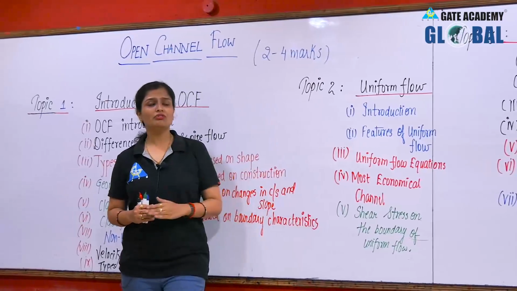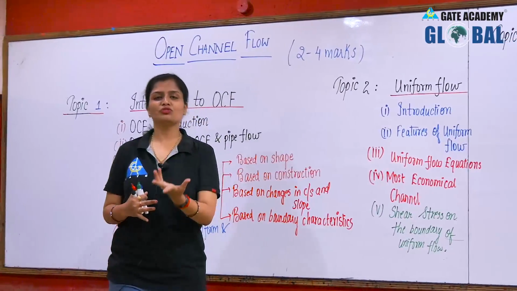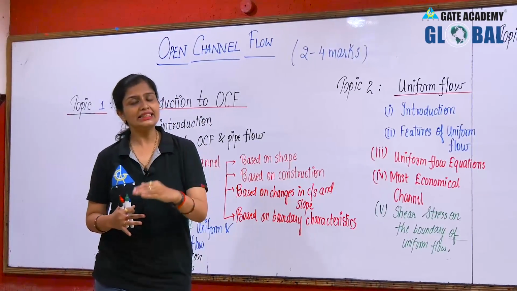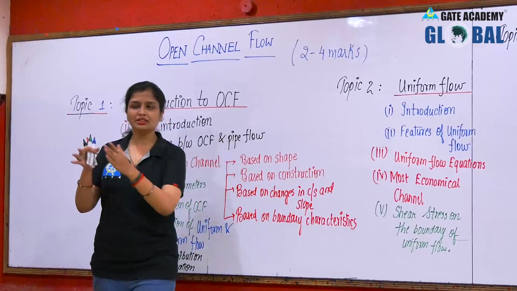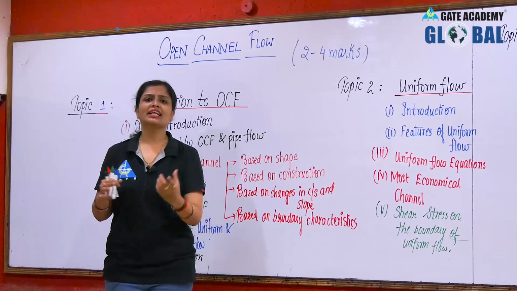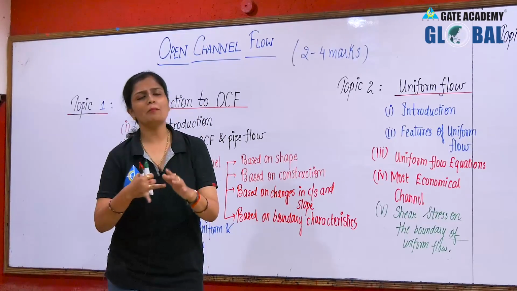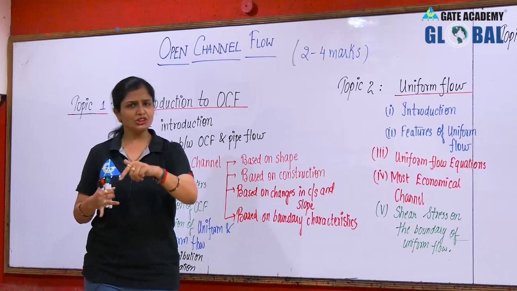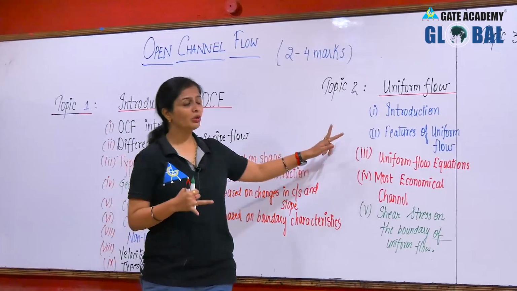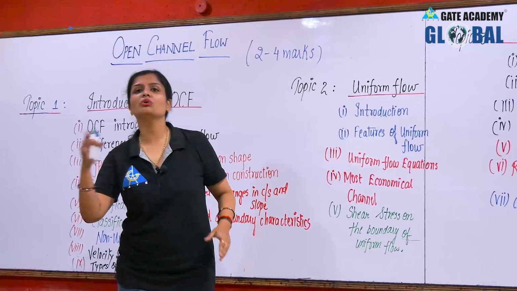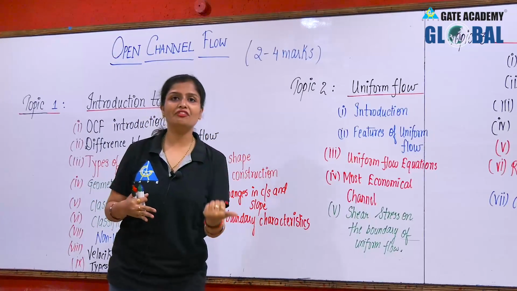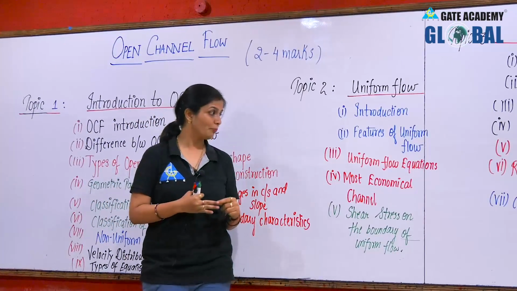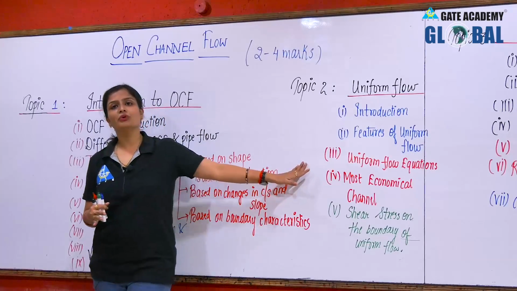In uniform flow, what does uniform flow stand for? What does it try to tell us? What does it mean when we say that the flow is uniform? What are the parameters which vary or which are constant? This should be clear to you. Then what are the features? When you can say a flow is uniform, what are the salient features of this uniform flow? Third will be your uniform flow equations.